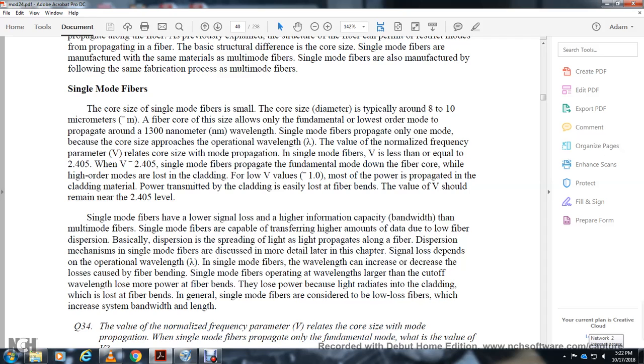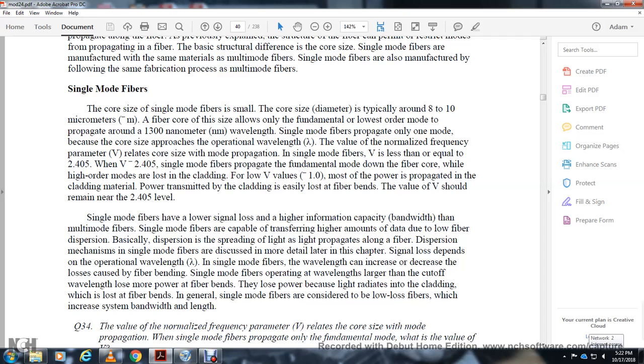A single mode fiber propagates only one mode because the core size approaches the optimal wavelength. The value of the normalized frequency parameter V is related to the core size and the mode propagation angles. In single mode fiber, the normalized frequency is less than or equal to 2.405. The single mode fiber propagates the fundamental mode down the fiber core, while the higher order modes are cut off.